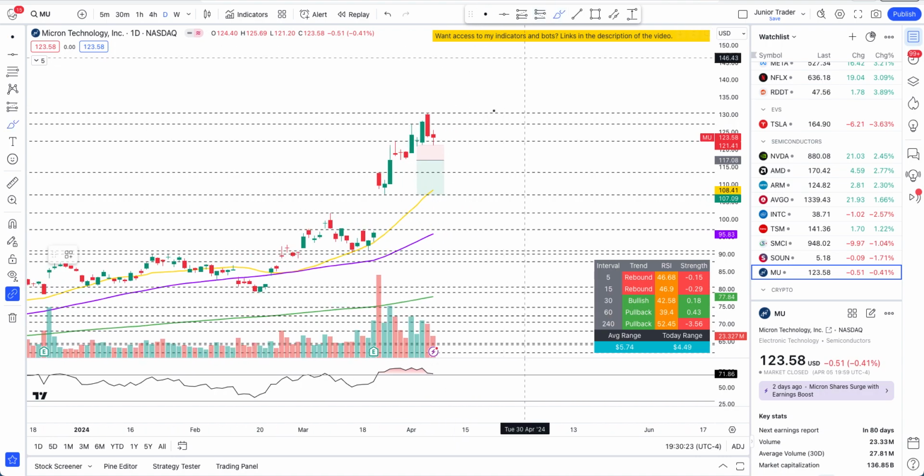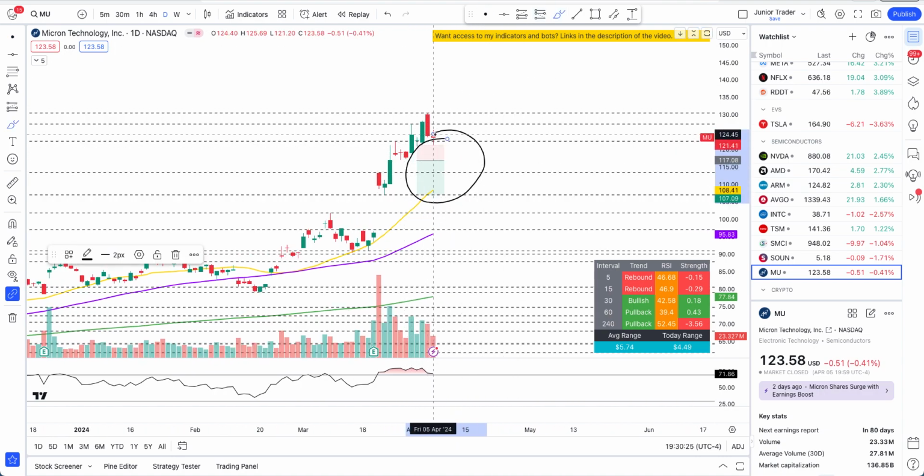Let's talk about whether this trade got opened or not, and if it didn't, what I am planning to do going into this week with Micron. Is there a play developing? In my opinion, yes, there's a play developing, and we'll be talking about all of that as we do the price action in this video.